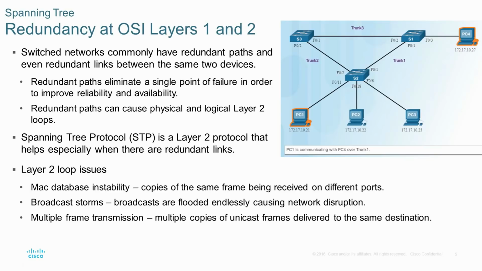So let's discuss MAC address instability: copies of the same frame are received on different ports. Broadcast storms: broadcasts are flooded endlessly, causing network disruption. And multiple copies of a unicast frame are delivered to the same destination. Let's discuss them one by one in detail. First we will take MAC database instability.